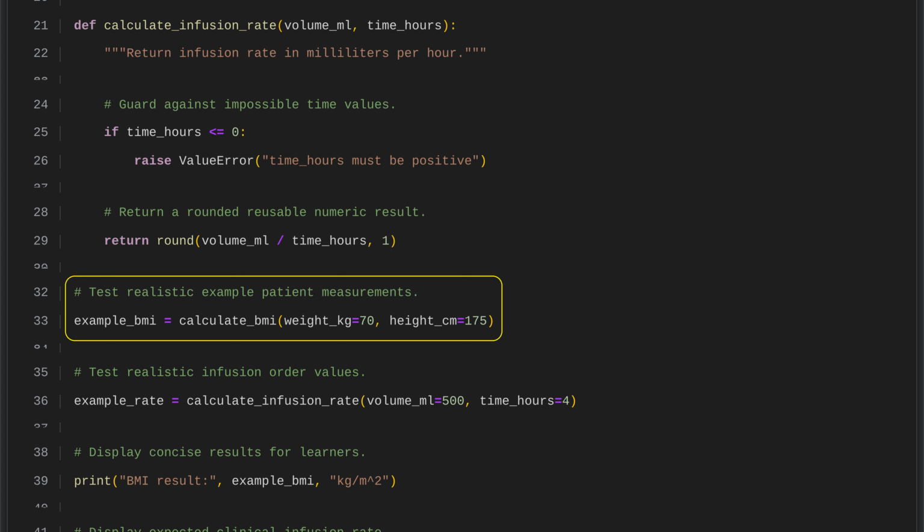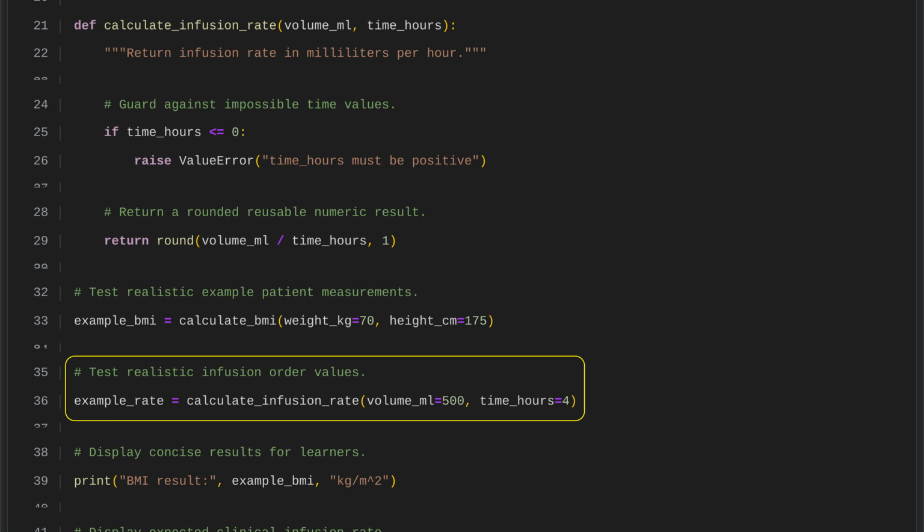This test checks the calculate BMI function using realistic patient measurements. It uses a weight of 70 kilograms and a height of 175 centimeters to simulate a typical BMI calculation. This test checks the infusion rate calculation using 500 milliliters over 4 hours. The function divides the volume by the time to find the rate in milliliters per hour, and the result is stored for later use or display.